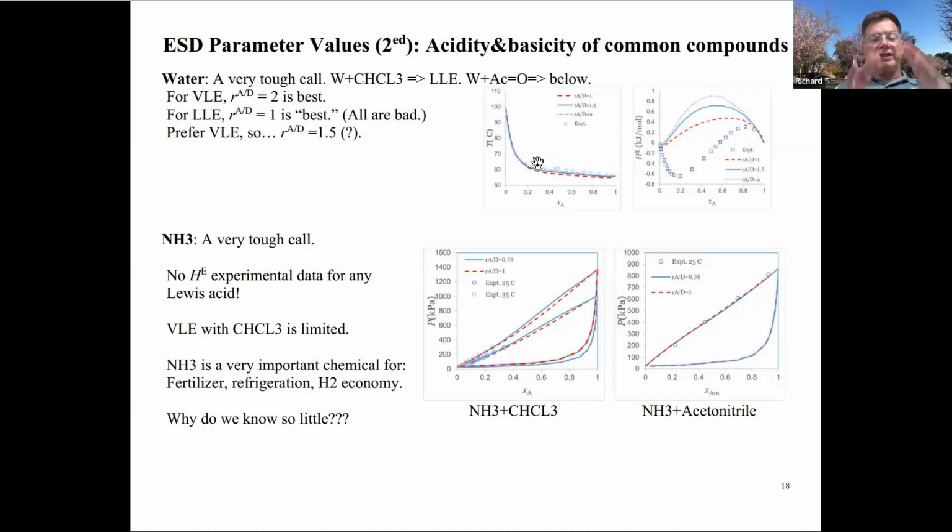Well, for me personally, I value the VLE more than the HE. It has a bigger impact on my process simulation. And so I picked a number that's 1.5. And again, that's very arbitrary. What about ammonia? Turns out there isn't any HE data. Think about that. Ammonia is so important for fertilizer, for refrigeration, for the hydrogen economy, and we don't know anything about it in terms of its excess enthalpy.